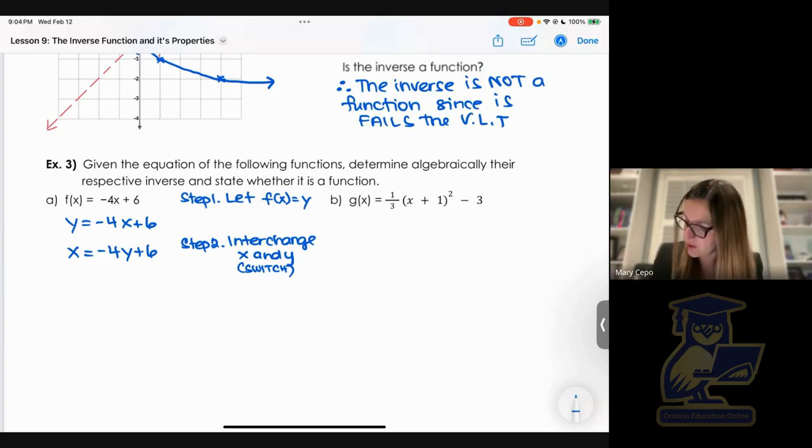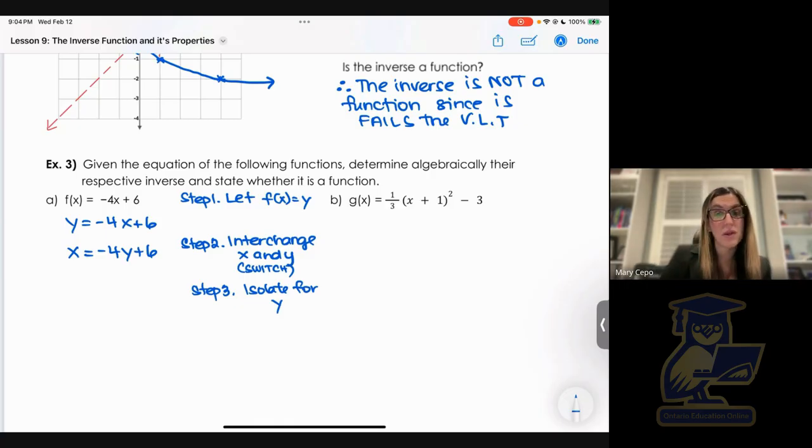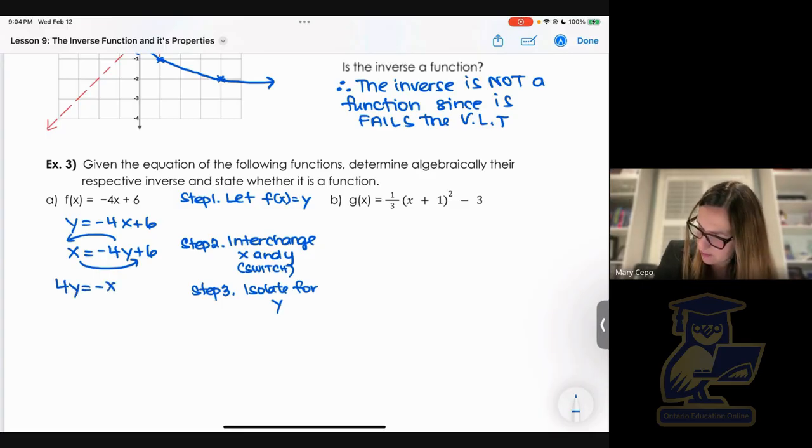From there, step 3, isolate for y, meaning when we say isolate for y, we get y by itself. Anytime I see y being negative, it's easier for me to take that negative over here and bring the x over here. So this means that 4y is going to equal negative x plus 6, because I need y by itself.